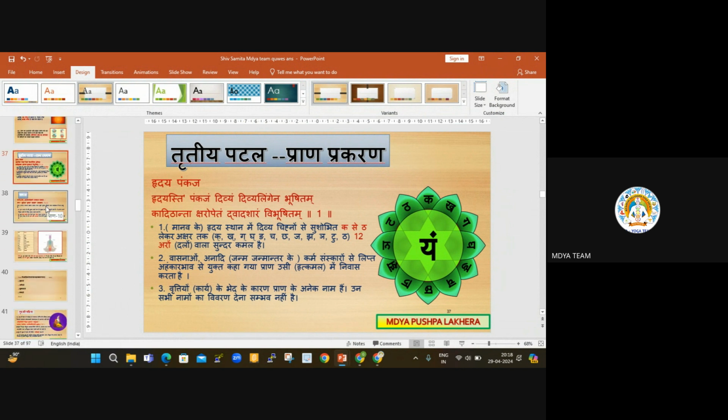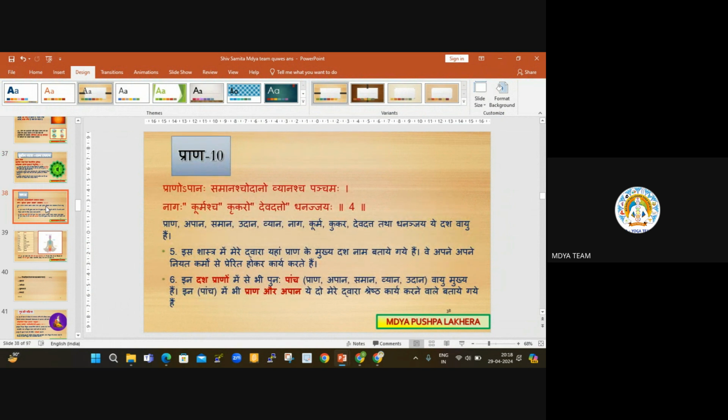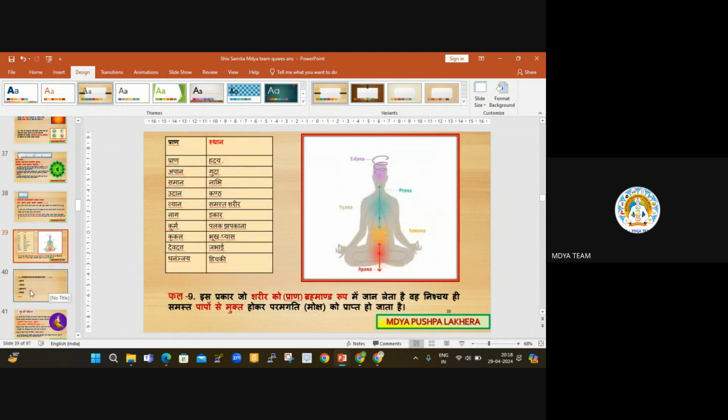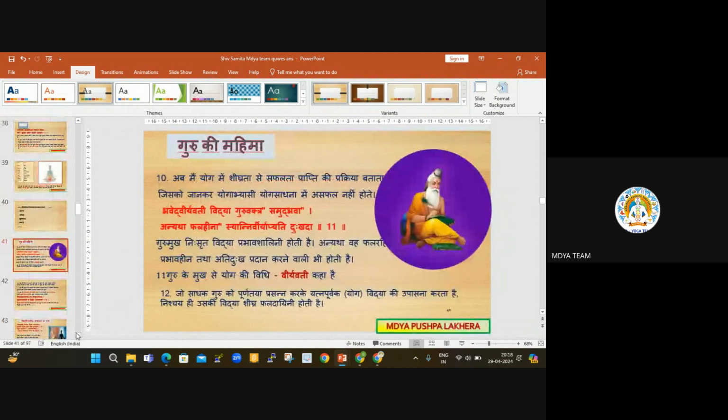After the discussion of this region, he wants to give an introduction about the prana. So after discussing the heart region, he elaborates on the pranas. How many prana vayus are there? That is discussed here. The 10, of which 5 are main. In this way they are mentioned.